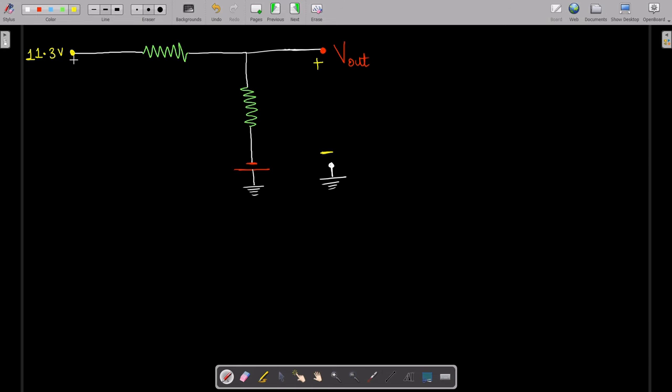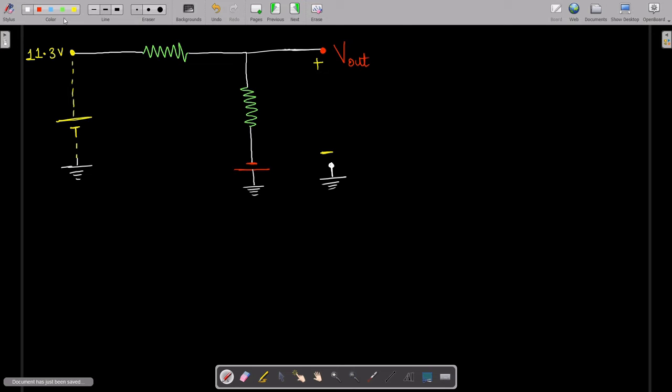That means you are connecting the positive terminal of the battery here, and here you are connecting the negative terminal of the battery, and it is grounded. But you are not actually doing this, you are just assuming it so that you can solve this circuit very easily. That's why I drew this with dotted lines, and you are assuming that you are connecting this battery to the ground.